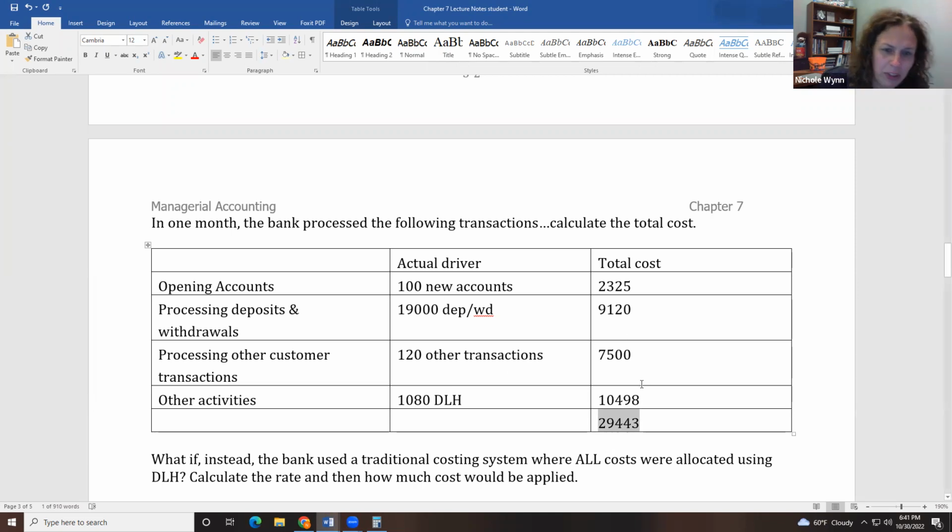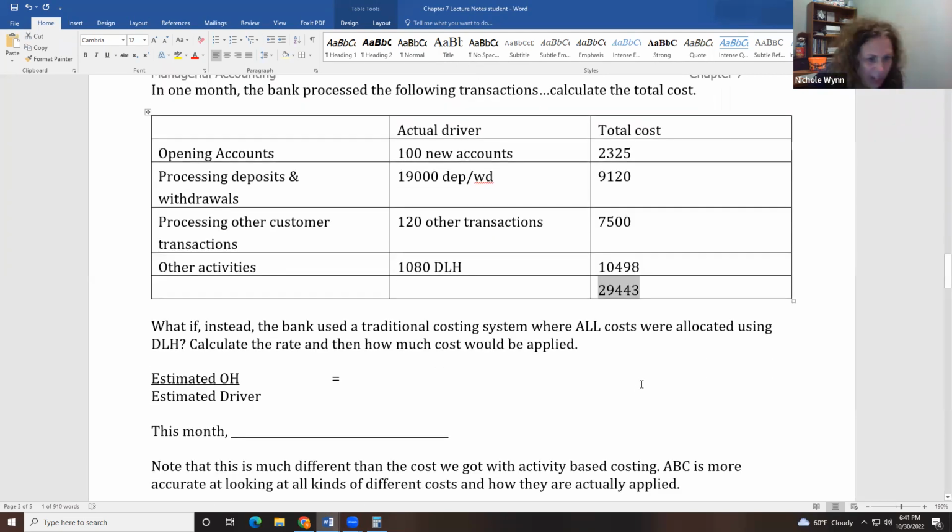And so the next thing I wanted to do is ask you guys, what if instead of having all those different cost drivers and keeping track of how many transactions we process and things, we just got lazy and said, we're just going to have one cost driver and all costs are allocated using direct labor hours. So we're not going to even keep track of all these different cost drivers and we're just going to have one. So if we do that, let's go ahead.